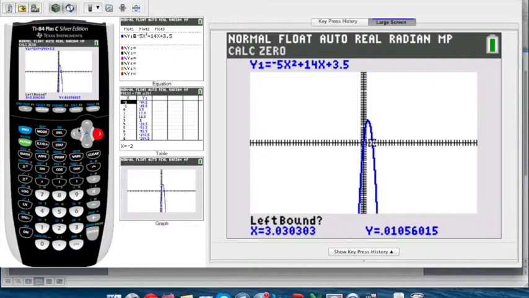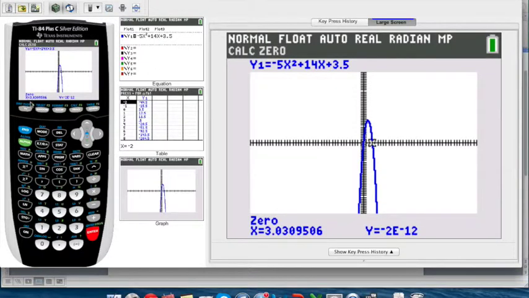Left bound, right bound. Now this is a more reasonable data point where x is equal to 3. This is when the banana peel is at ground level at 3 seconds, 3.0309506, but let's just say it's 3 seconds.